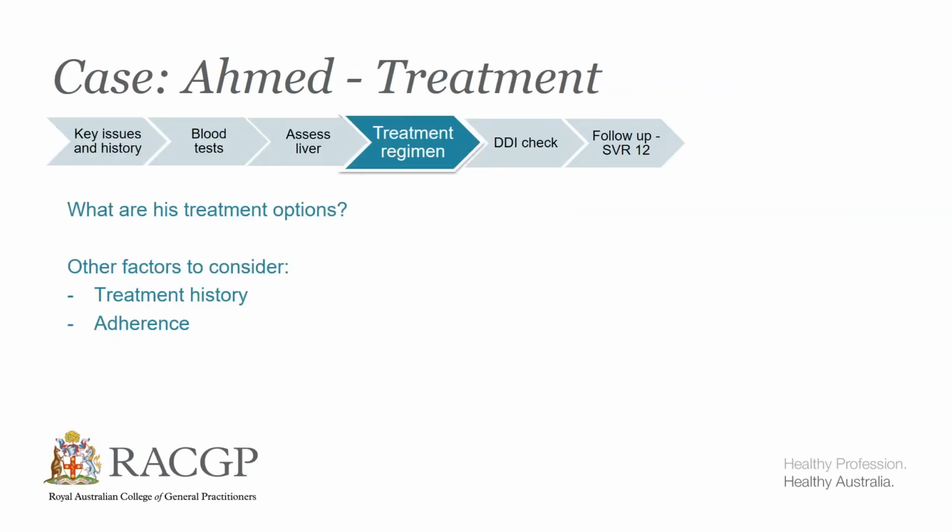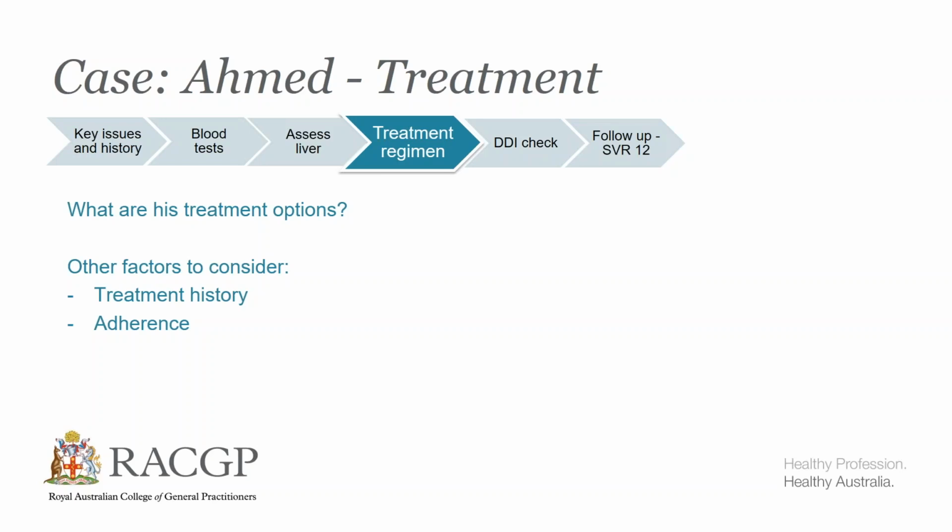So what are his treatment options? We need to look at what we're going to do, and I think obviously we're going to offer him direct acting antivirals. But we need to consider his medications and other factors, such as treatment history and adherence. So is he interested in treatment?